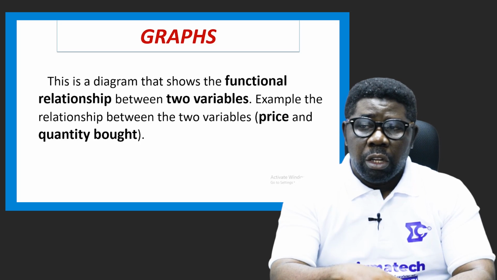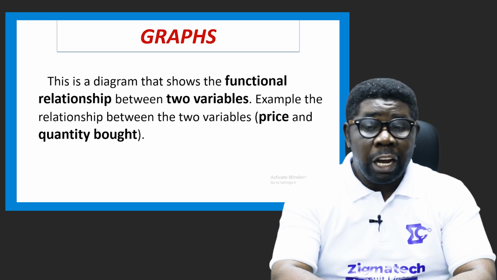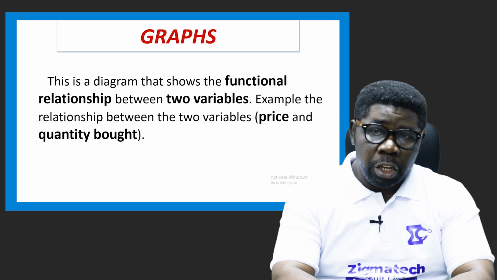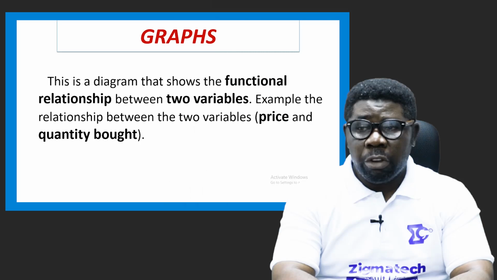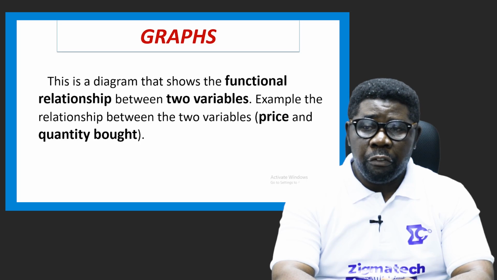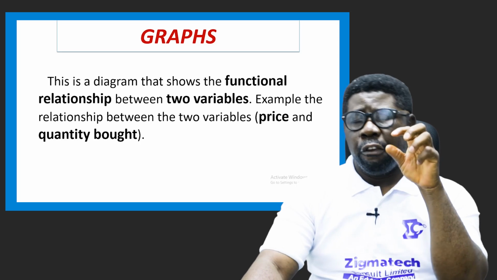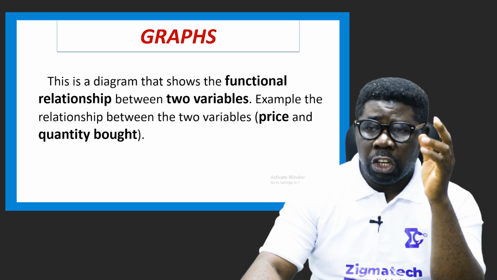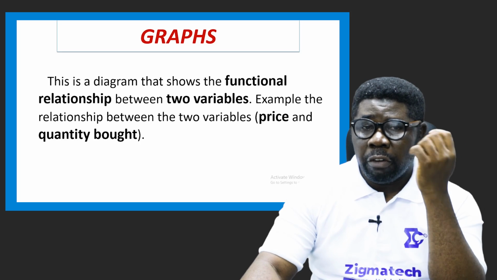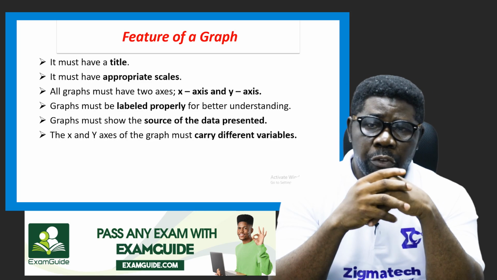Examples. Example is the relationship between two variables is between price and quantity demanded or bought, or price and quantity supplied, okay? Yes. The most common example is what? Prices and the quantities demanded or supply of commodities, okay? So yes, we have that. It shows a functional relationship between two variables, especially price and the quantities supplied or demanded for over a given period of time, okay?